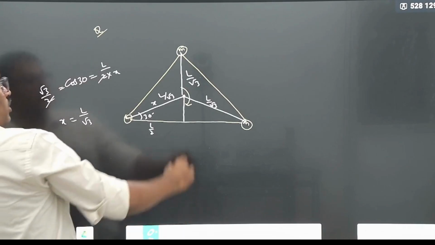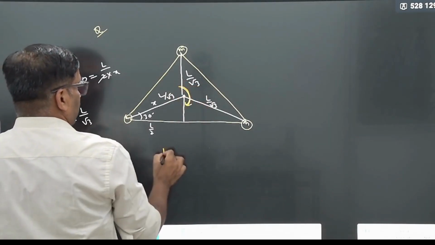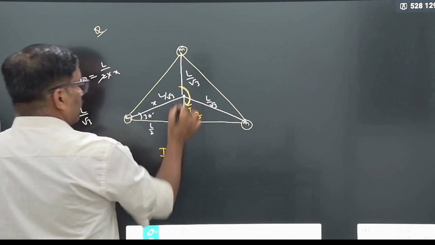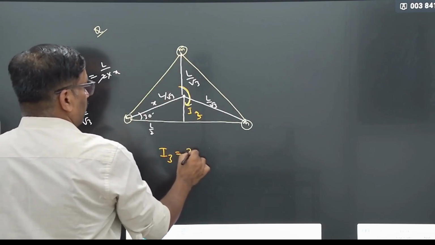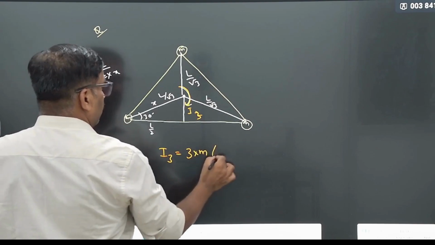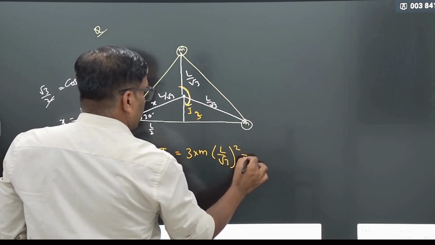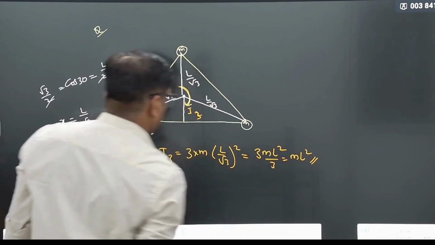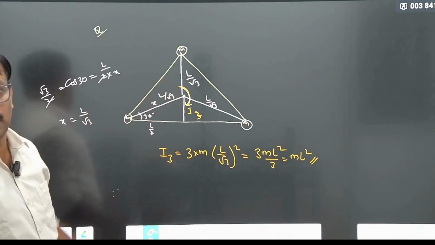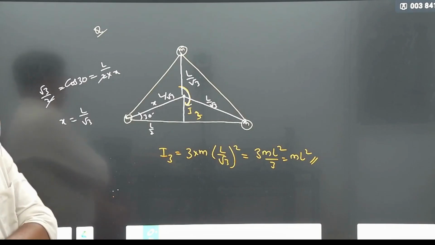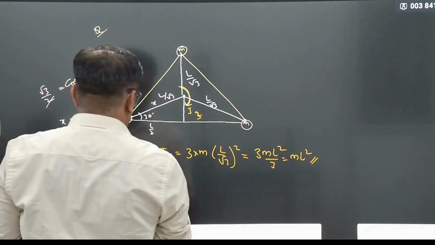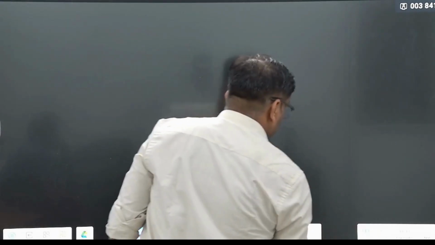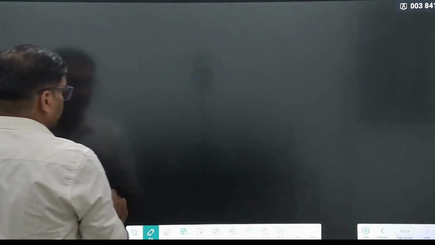So here we want to calculate the moment of inertia. Suppose this is your I3. Same distance, same masses. 3 into M into L by root 3 whole square. So 3ML square by 3, therefore ML square will be your moment of inertia about an axis passing through the center of this one. Clear? So in this way, different combinations, you need to solve the problems on this. Clear?